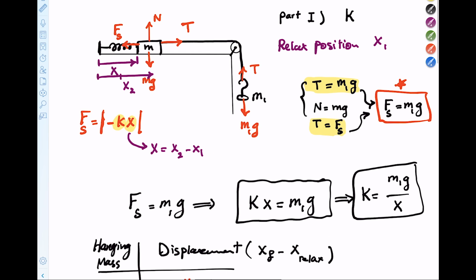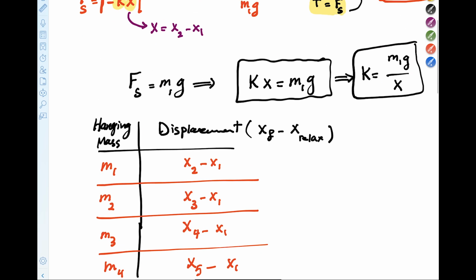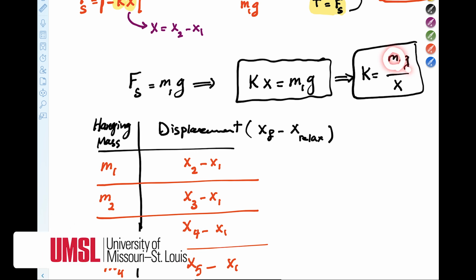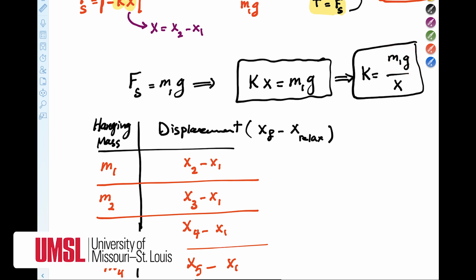If I change this hanging mass, so let's say 50 grams, and then I go to 100 grams, and then 150, then 200, 250, and so on and so forth, the amount of a stretch I see from the relaxed position would be different. For 50 grams, this much of a stretch I would see. For 200 grams, I'll see more stretch.